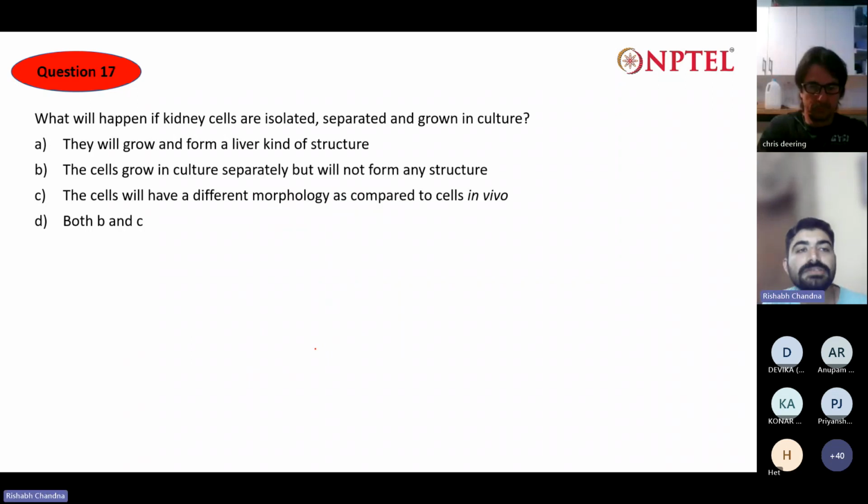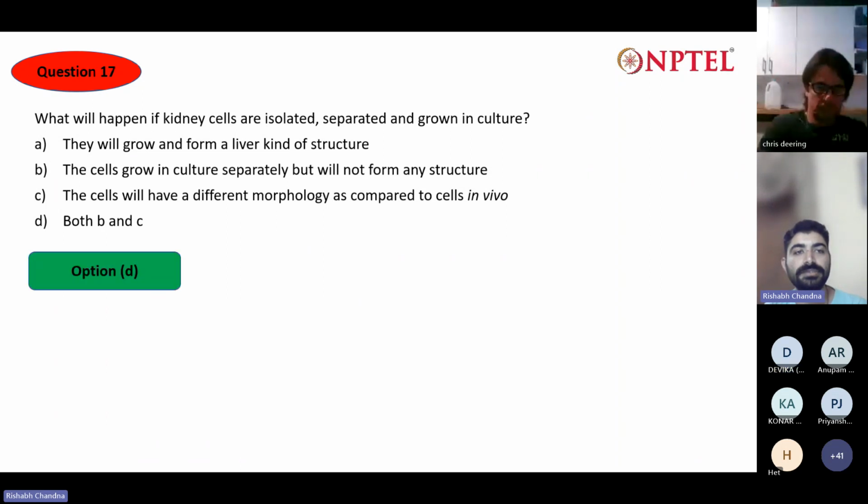The question states: what will happen if kidney cells are isolated, separated, and grown in culture? The options are: they will grow and form a liver kind of structure; the cells will grow in culture separately but will not form any of the structures; the cells will have a different morphology as compared to the cells in vivo, that is inside the living system; or both B and C can be correct. Can anybody take a guess? Both B and C. Yes, the answer will be both B and C.